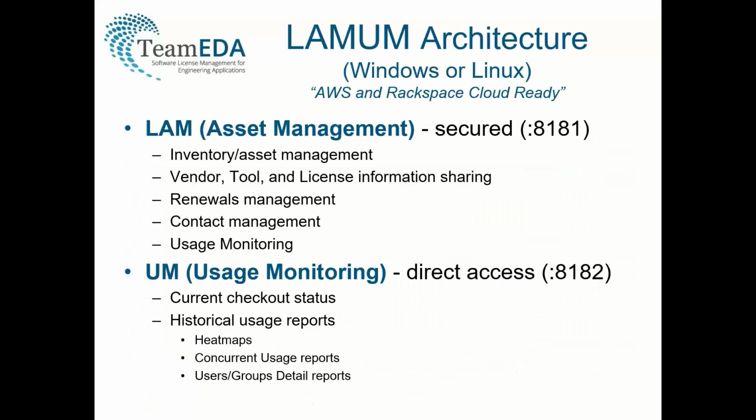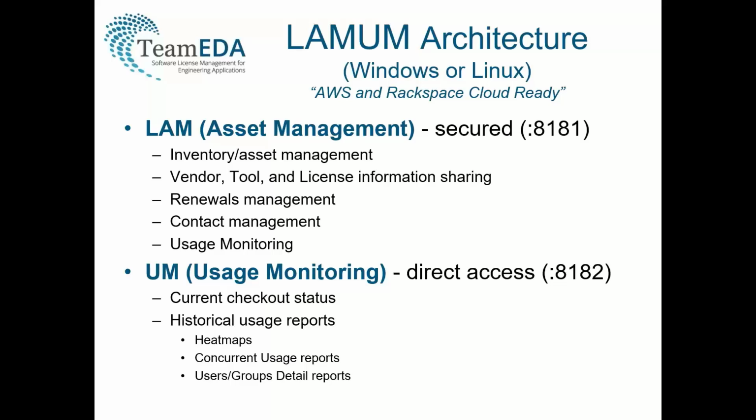provide within LAMUM. LAMUM stands for License Asset Management, and secondly, Usage Monitoring. Now, the architecture here is effectively two products, although they're very heavily integrated. License Asset Management is a secured Apache web page, which allows us to look at all the information about the inventory, the costs, the tools, contact information, contracts, all that kind of stuff, which we'll come on to.